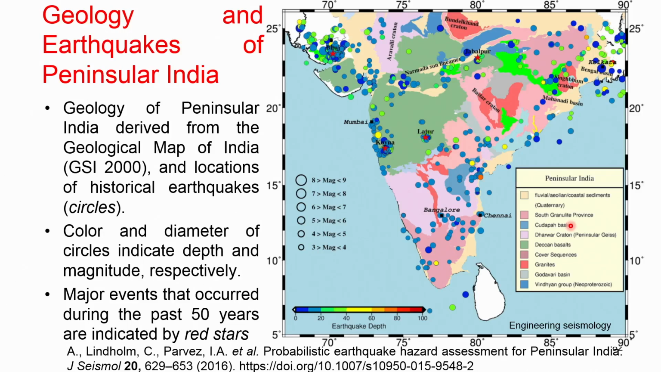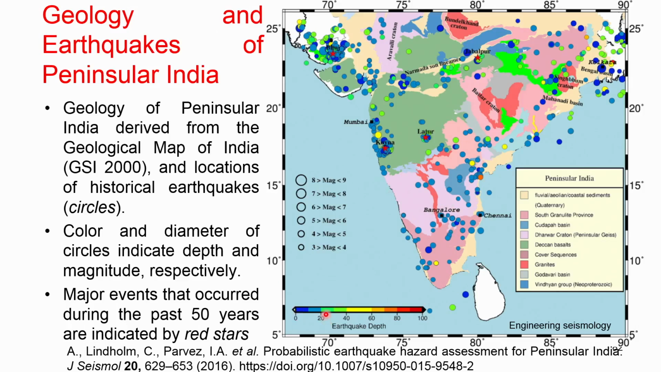So this is basically again the geology and earthquakes of peninsular India. You can see several earthquakes plotted on the geology of peninsular India, derived from the geological map of GSI 2000, with locations of historical earthquakes as circles. The color and diameter of the circles indicate depth and magnitude respectively. So the geological terrain is given here, the size indicates the size of the earthquake, and the color indicates depth. You can see that, except for this one, most of the earthquakes in southern India are shallow in nature.